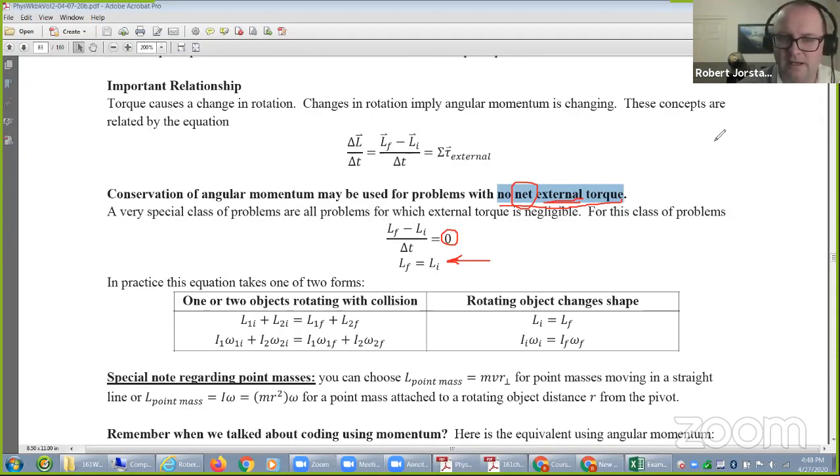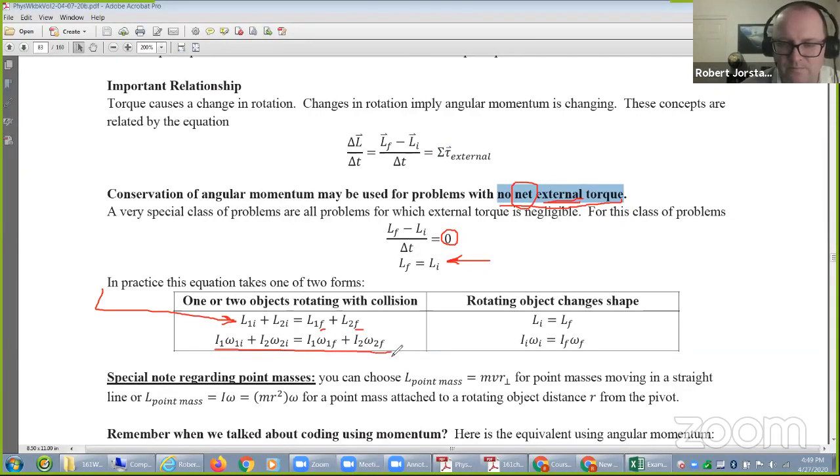Just like we said energy was conserved as long as there was no external work, or momentum is conserved as long as there was no external force, or if the external force was negligible. So in practice, these are your two equations: momentum 1 plus momentum 2 initial equals momentum 2 plus momentum 1 final. This looks exactly the same as the momentum equations we used to do.